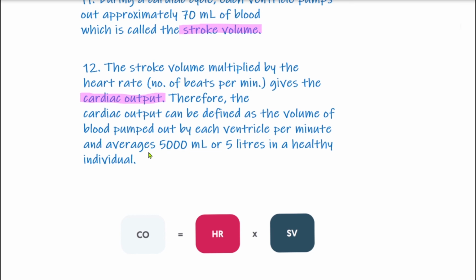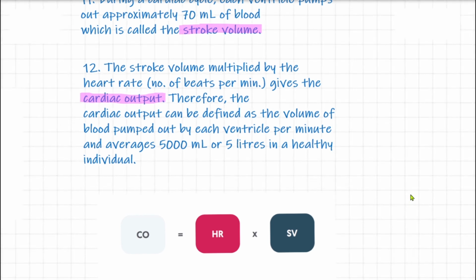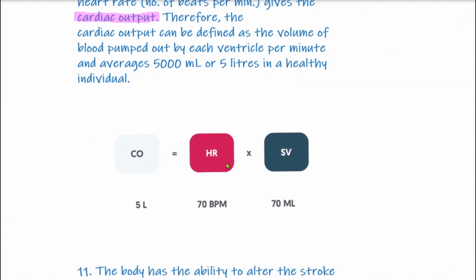And it averages about 5 liters in a healthy individual. So if the heart rate is around 70 beats per minute, because it varies between 70 and 75 beats per minute, and the stroke volume is 70 ml, if we multiply both, this comes around 5 liter. So 5 liter is the cardiac output of a healthy individual.